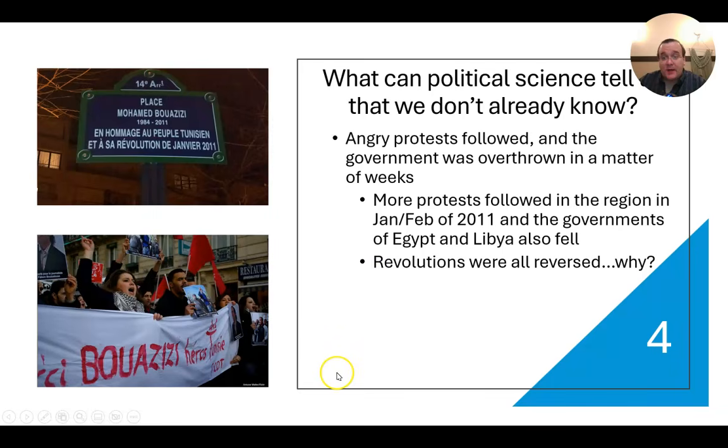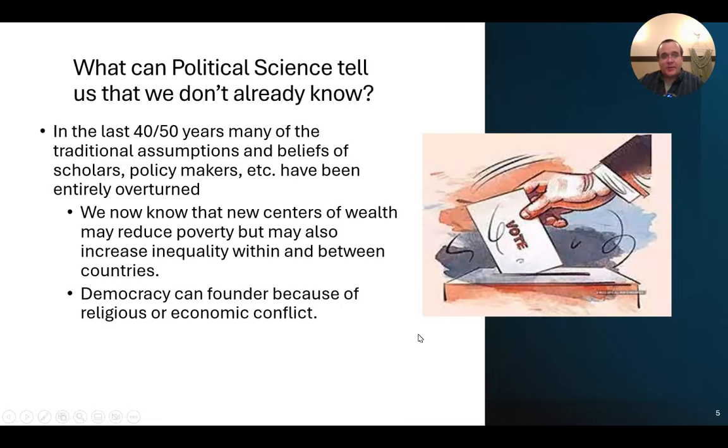More protests followed in the region in January, February of 2011, and the governments of Egypt fell, and Libya, with Colonel Gaddafi, also fell. The revolutions were all reversed in the end. As I said in the Chapter 1 lecture, we overthrew the strongmen, not we, but the people in the Middle East and Northern Africa overthrew the strongmen, and they were replaced by strongmen. So why? Political science can tell us that. It can help us answer this question.